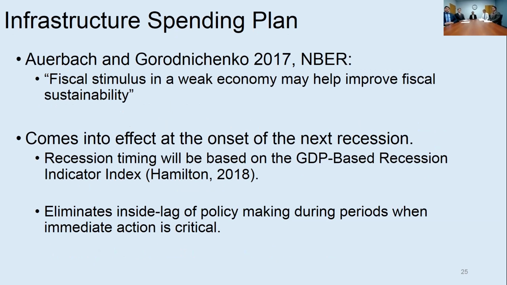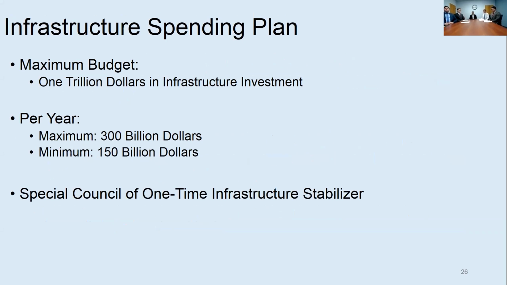Recent literature by Auerbach and Gorodnichenko finds that fiscal stimulus during periods of recessions help improve fiscal sustainability. Specifically, they find that a 1% increase of government spending as a portion of GDP results in a decrease of debt to GDP of 2.12%. Based on this research, we propose that our infrastructure plan will be enacted at the onset of the next recession. And this will also eliminate the inside lag of policymaking when immediate action is pivotal. We will infer the onset of the next recession by the GDP-based recession indicator index as proposed by Hamilton.